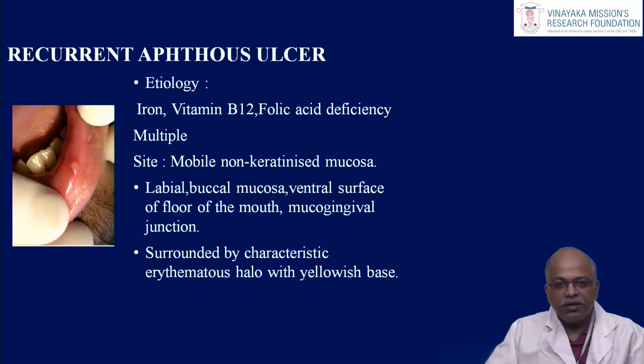Recurrent aphthous ulcers are usually caused by iron, vitamin B12 or folic acid deficiencies. They occur multiple on mobile non-keratinized mucosa such as the labial buccal mucosa, ventral surface of the tongue, floor of the mouth, mucogingival junction. They are surrounded by a characteristic erythematous halo with yellowish base.